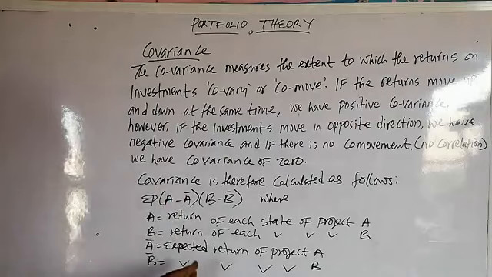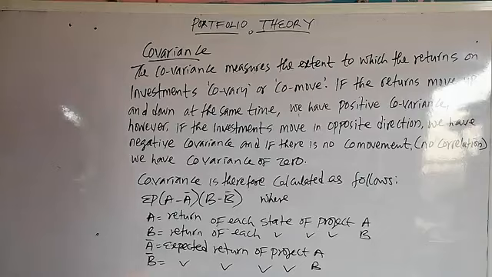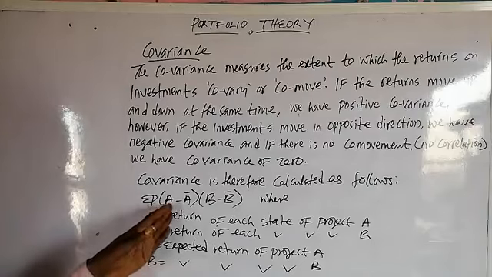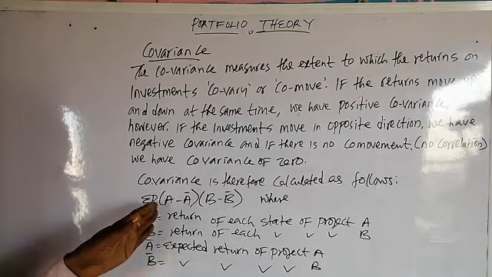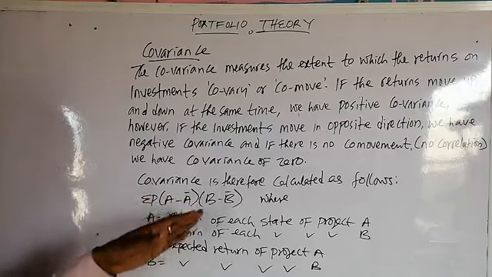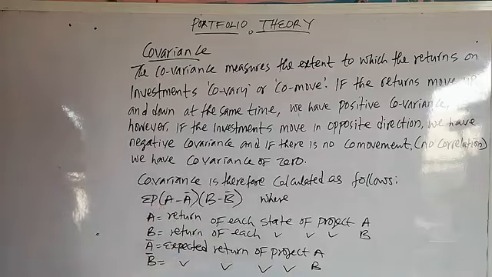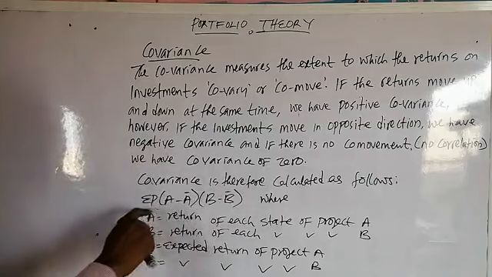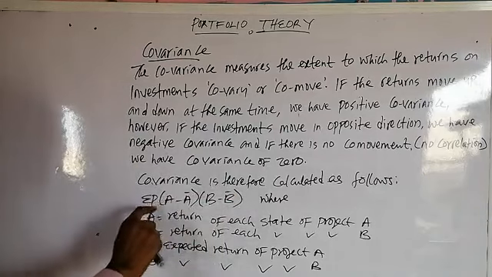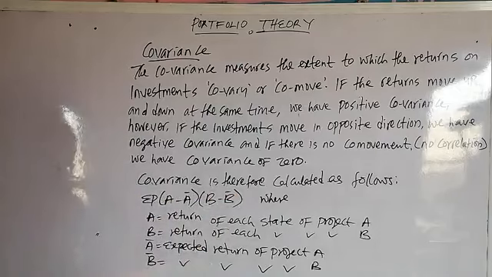So for project A, you also do likewise for project B. Then you multiply the two. After that, you multiply by the probability of each state. After you have multiplied by the probability of each state, you now sum it up. You sum what you have. So by that, we have your covariance.